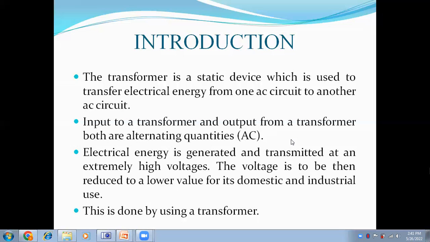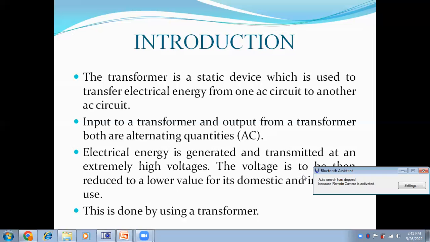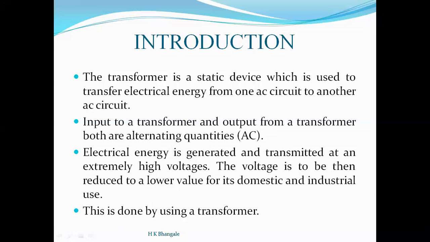So electrical energy is generated and transmitted at extremely high voltages. The extremely high voltage is to be then reduced to a lower value for its domestic and industrial use. So this is done by using a transformer.